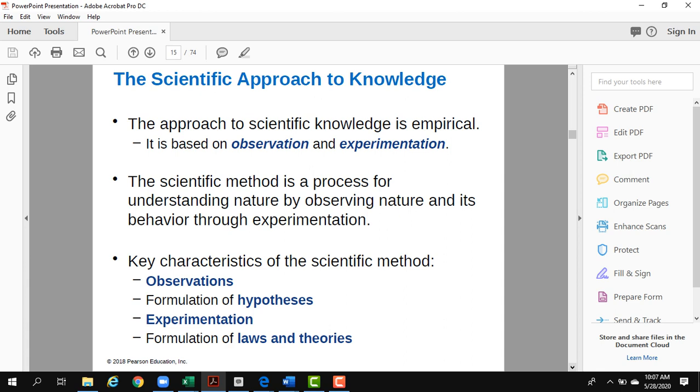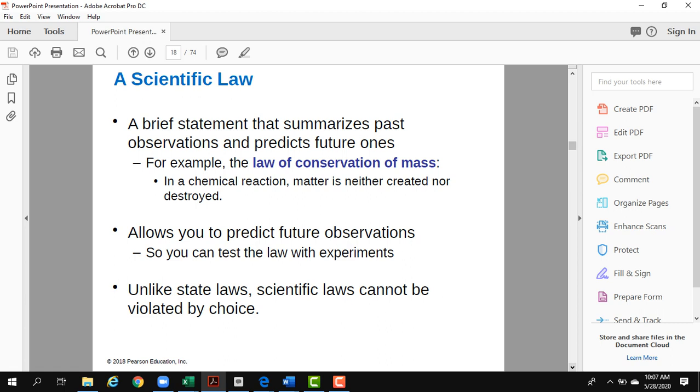Scientific method will never be biased. Okay, so this shows that. And then in chemistry we talk about a lot of theories and laws.